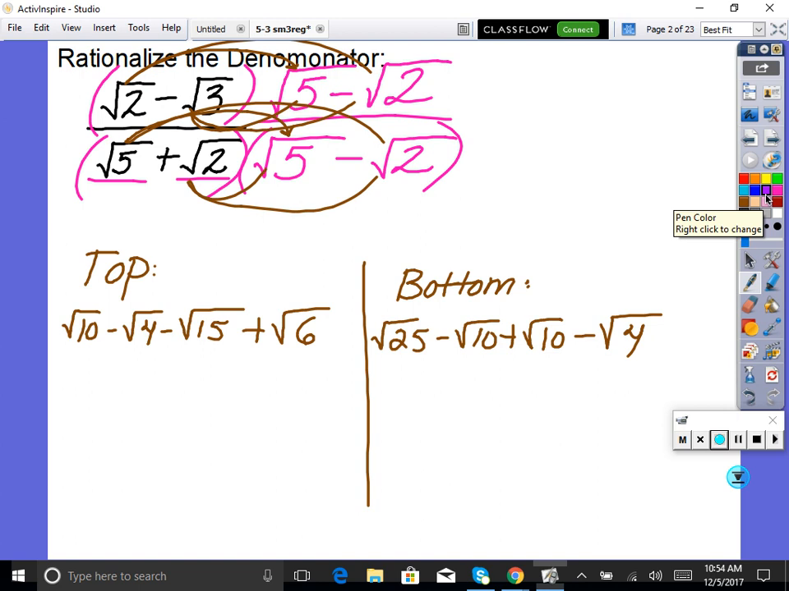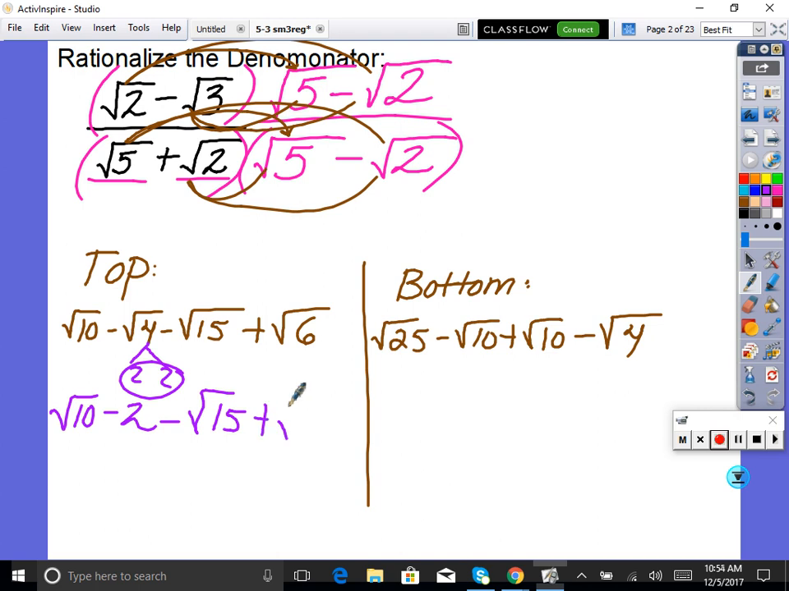Okay, check your numerator. Did you get this? Then last thing you do is check to see if any of your radicals simplify. That one doesn't. That one does. It becomes a 2. So we have root 10 minus 2 minus root 15, which also doesn't break down, plus root 6, which doesn't break down. We can't combine any of those radicals. They're not the same. How many got the top right?